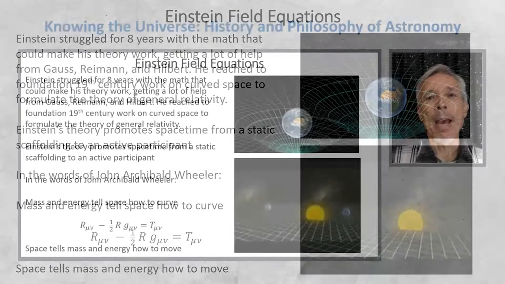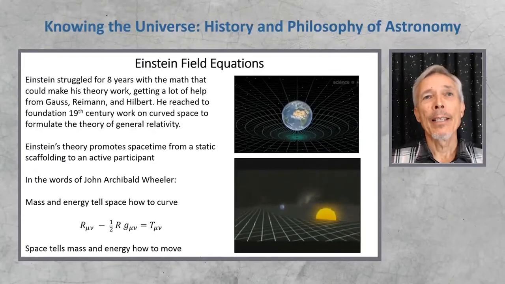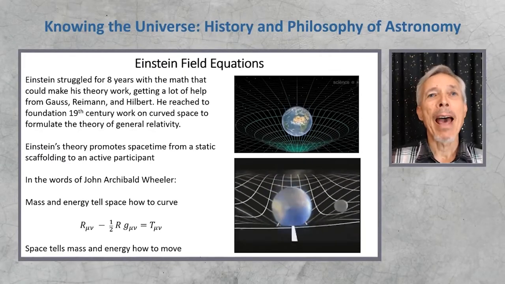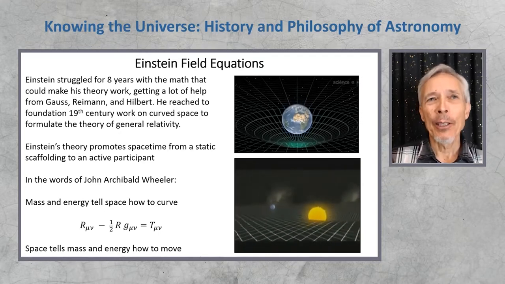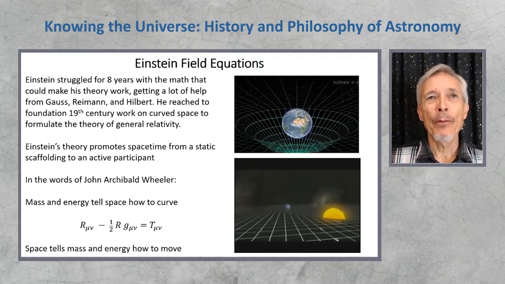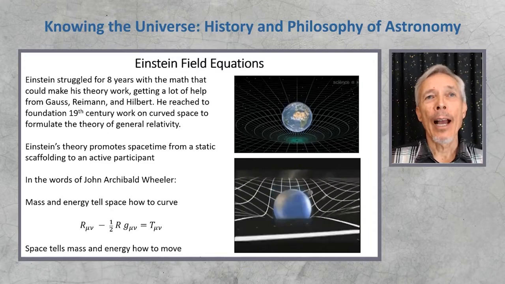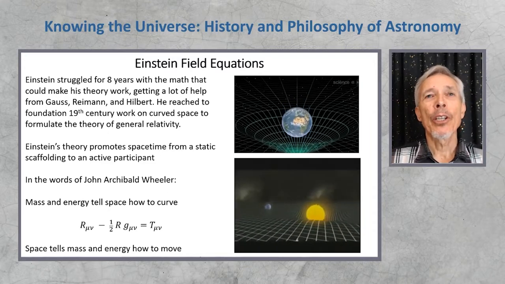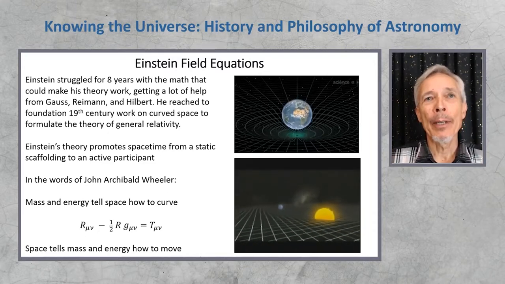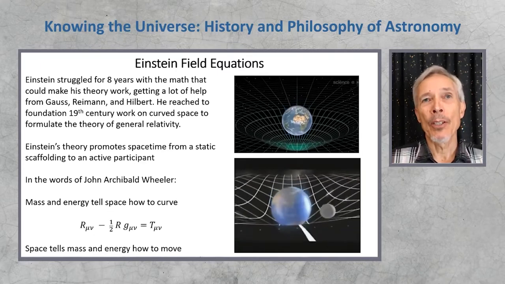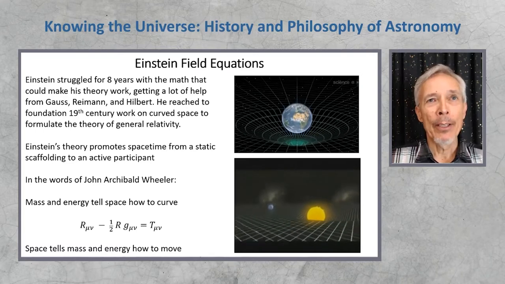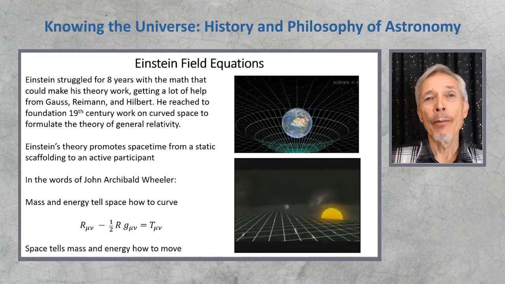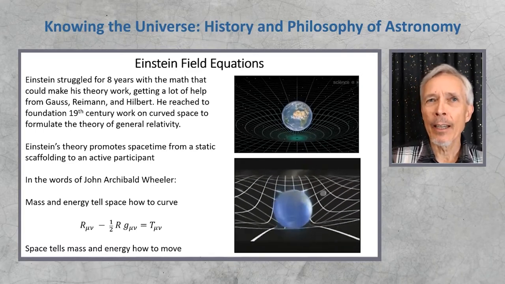We won't get too mathematical, but here are Einstein's field equations. This is the math with which he solved the problem. Einstein was not actually a brilliant mathematician. Some of the other physicists working this subject actually helped him along. And he in particular got help from Gauss, Riemann, and Hilbert, brilliant mathematicians in their own right. It took him 8 years of struggling with the math to make his theory work, even though he had the physical ideas easily and readily.